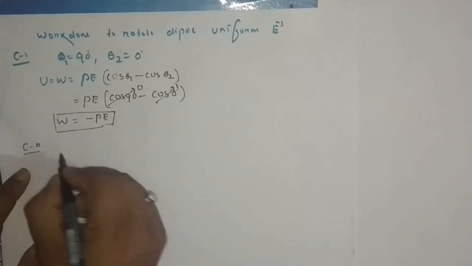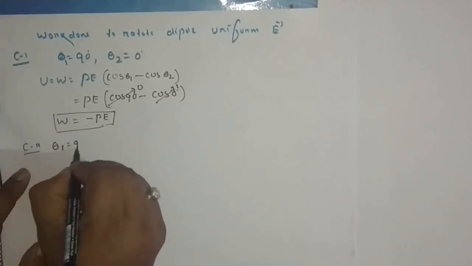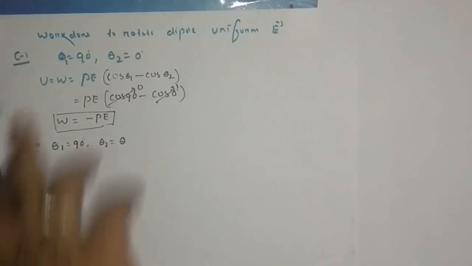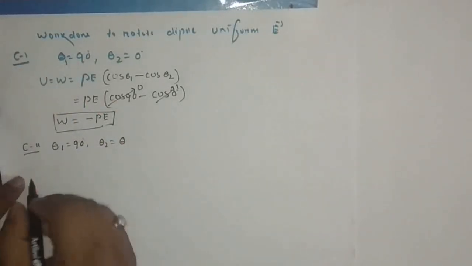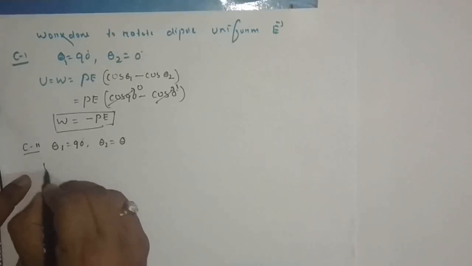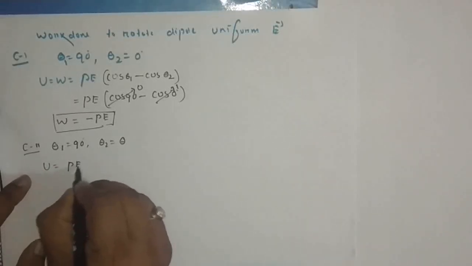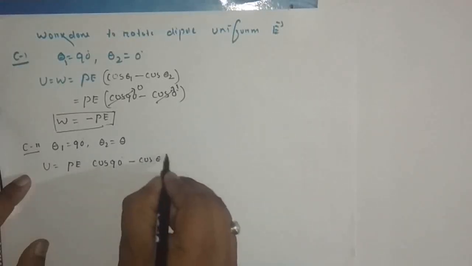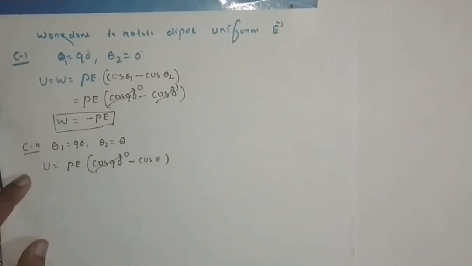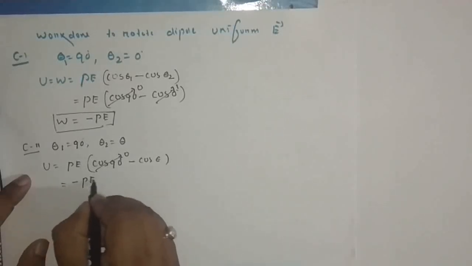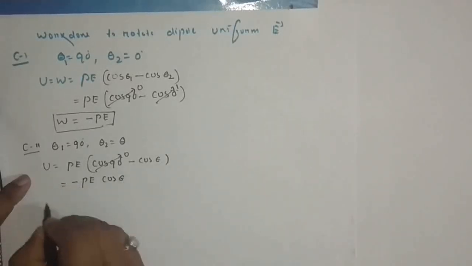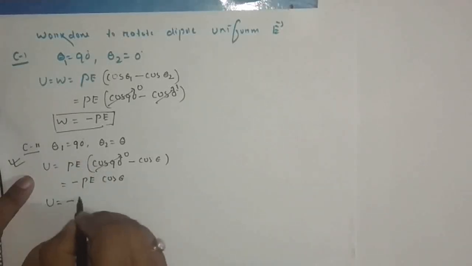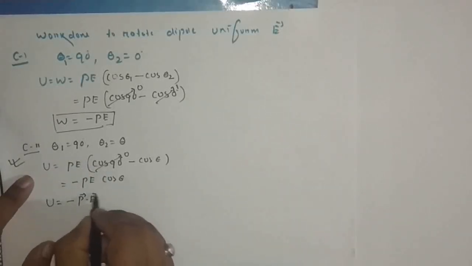Suppose I want to rotate from theta 1 equal to 90 to any angle theta. How can I get it? Similarly, my potential energy will be equal to PE (cos 90 minus cos theta). Cos 90 is 0, so I will write minus PE cos theta, or for this particular case I am getting minus P dot E.